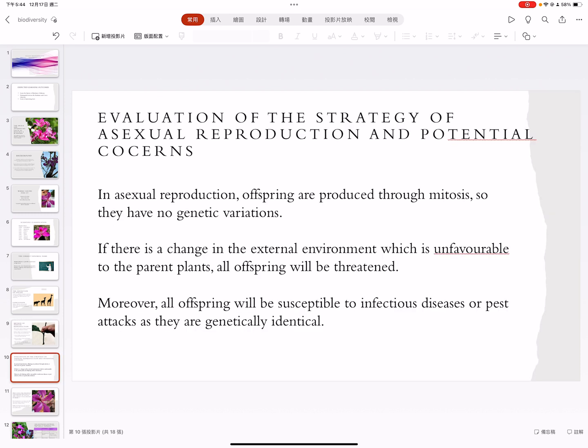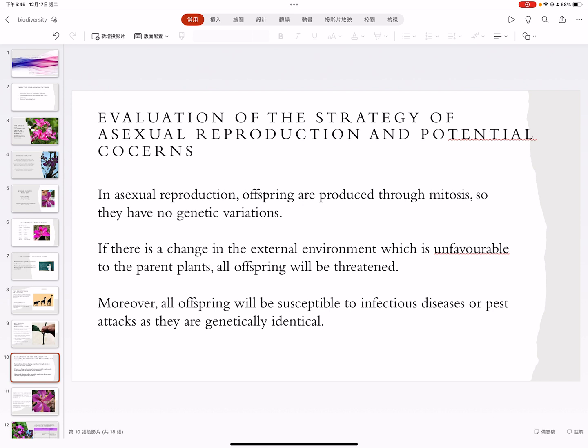Also, I will evaluate the strategy of asexual reproduction, and I will focus on the potential concerns of these methods. In asexual reproduction, offspring are produced through mitosis, so they have no genetic variation. In other words, parent plants and offspring plants share the same genetic material.